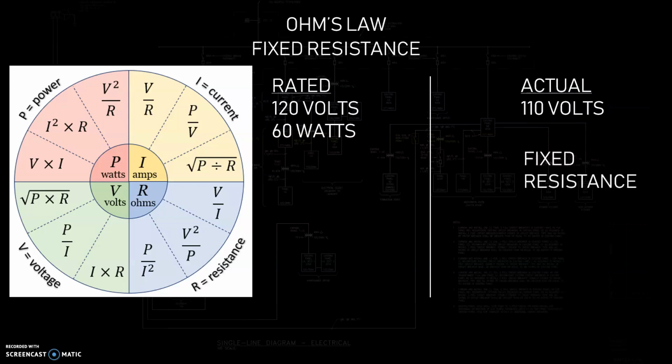Okay, because it's fixed. Regardless of what our voltage is, it's going to be the same. So how do we find our resistance to begin with? Well, we have two values on this rated side, don't we? So let's use these two values and find resistance.